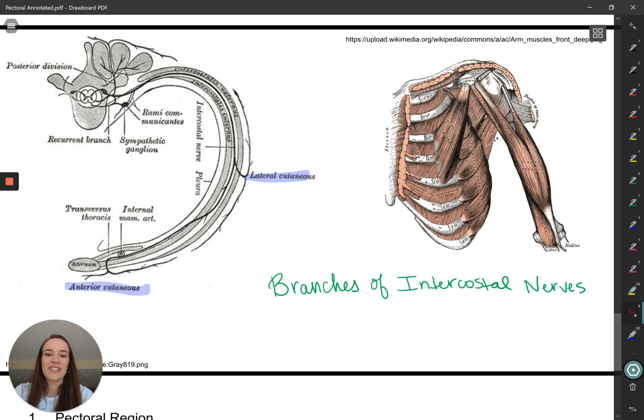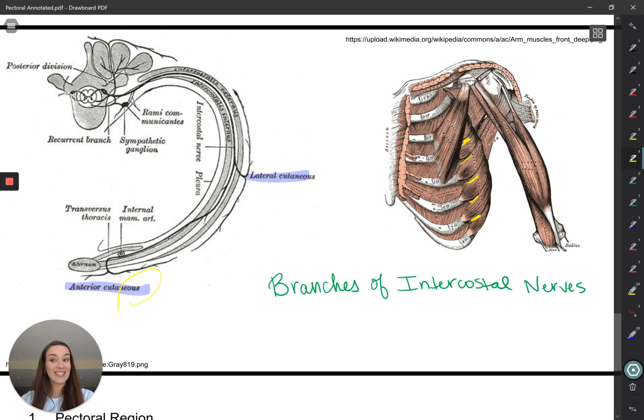All you need to know about this is that it will have little branches that come out and do cutaneous or skin innervation. So you'll see lateral cutaneous and some anterior cutaneous branches of intercostal nerves. When you're looking at a cadaver like this or at a picture, if you see little nerve branches that stick out here, then you're going to know that these are those cutaneous branches. So just be aware that if you see tiny little nerves sticking out at regular intervals in the thoracic region, that's what you're seeing.